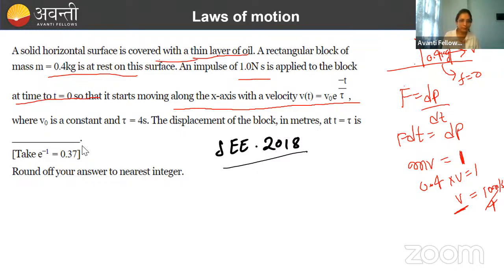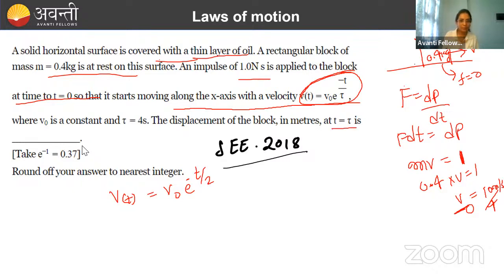But just after application of impulse, its velocity is related something like this. Vt equal to how much is it given? Vt equal to v naught e to the power minus t by tau, just after the application of impulse. So if I am considering t equal to 0, then velocity will be equal to v naught, and that v naught value will be how much? 2.5. Because just after application of impulse, its velocity is v naught according to the equation, and that is equal to 2.5. So that is given.